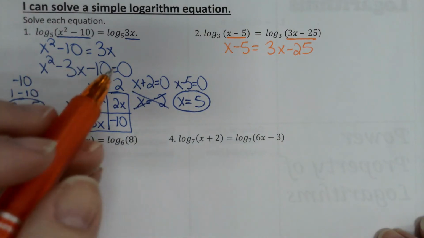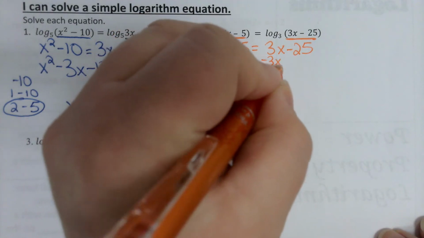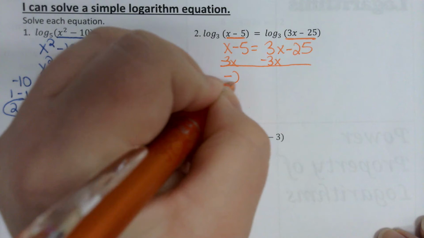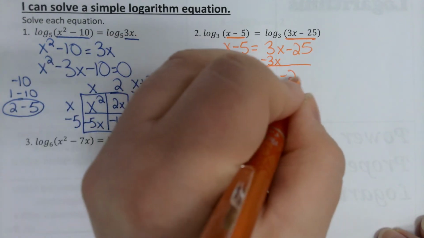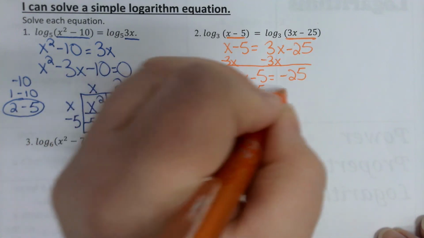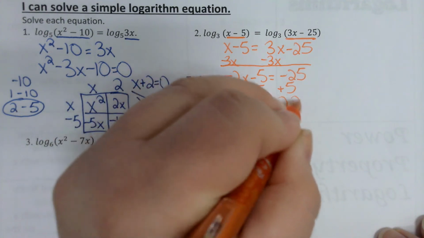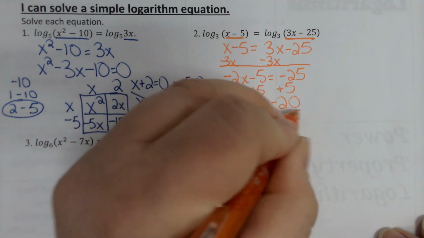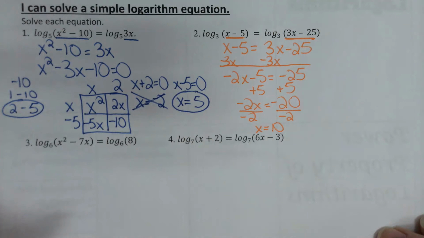There's no quadratic, so I'm not going to need to factor. We'll just subtract 3x from both sides. And then we will add 5 to both sides. Finally, we'll have to divide by -2. And we get that x is +10.